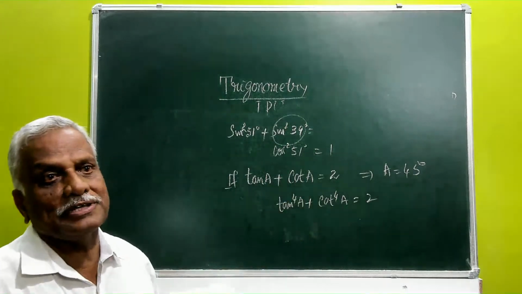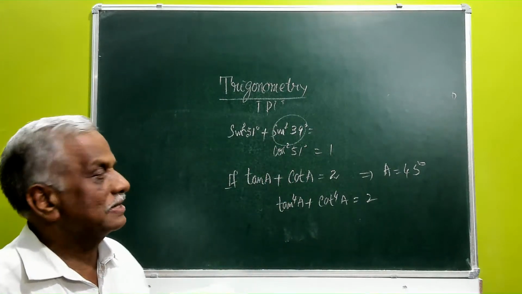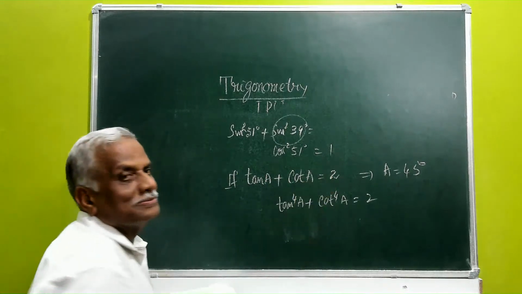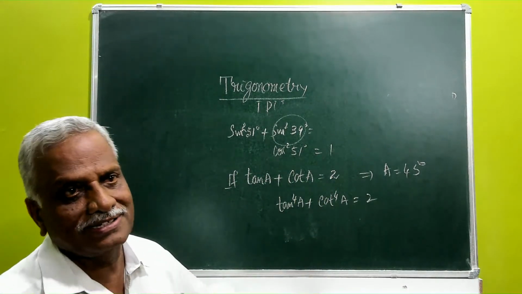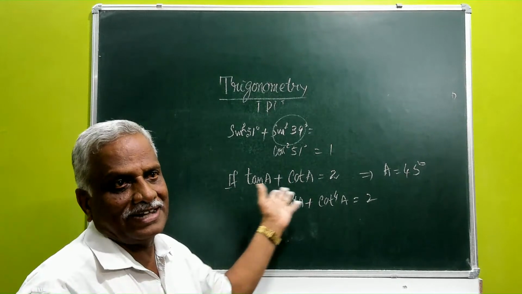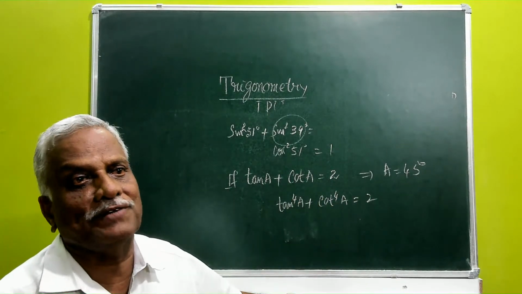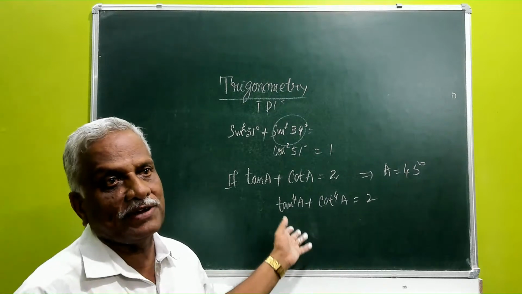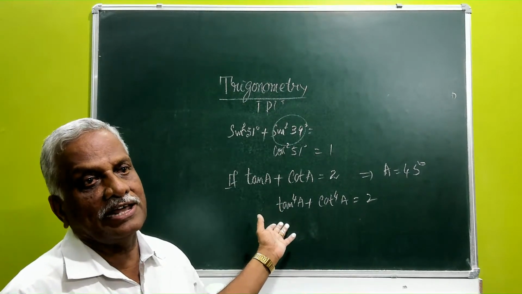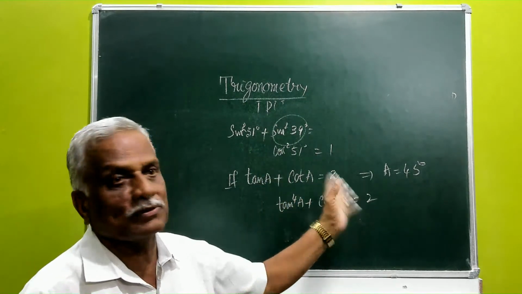But normally, if you see the textbooks, they would have suggested you square this, afterward square again, and get a solution. That is not required. Tan A plus cot A is equal to 2 means A should be 45. Otherwise, you cannot get a solution. So when A is 45, tan A to the power of 4 is 1 to the power of 4, 1, plus 1 is 2.